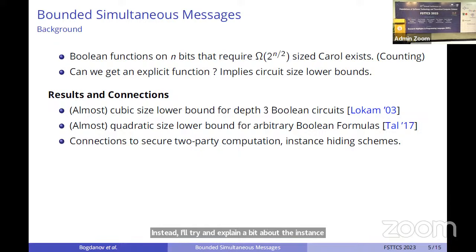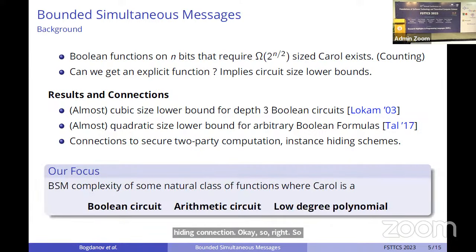Our focus in this work is to understand the BSM complexity of certain natural classes of functions, in the settings where Carol is a Boolean circuit, an arithmetic circuit, or a low degree polynomial. This is roughly what we were trying to focus on. So we'll get started with the setting where Carol is a Boolean circuit. Again, as Nikhil pointed out, we should probably start with some of the hard problems in NP and try to show circuit lower bounds.